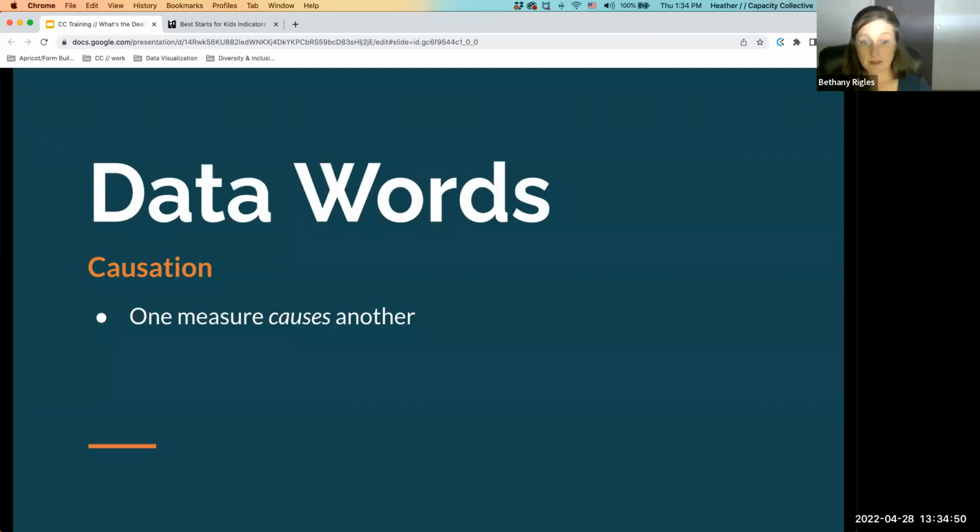So then there's causation. And this one can be a little bit more difficult to determine than a correlation, because there are usually a lot of different factors that contribute to actually causing something else. So causation just means one measure causes another. And you may have heard the phrase, correlation is not causation. And that's an important thing to remember, because correlation just means something's related to another thing, versus causation, which again means that one thing is causing the other thing.